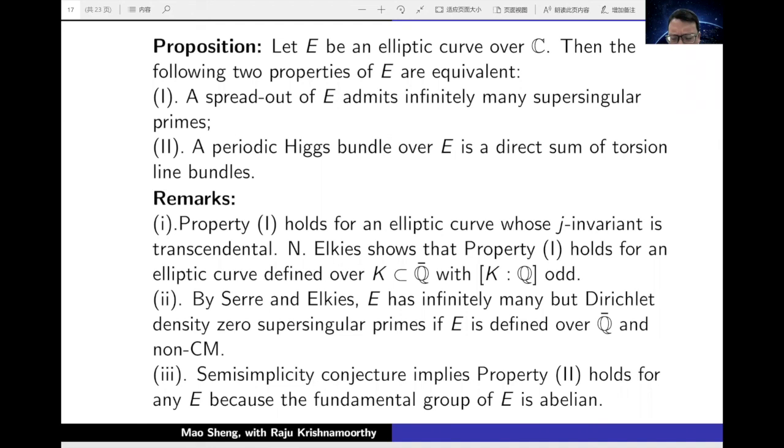So here's one version of this result. If k, the degree of k is odd, then this elliptic curve has infinitely many supersingular primes. Unfortunately, this is not known for arbitrary k, so when k is even. And the second remark is that although there are infinitely many supersingular primes, there are not so many when E is non-CM.